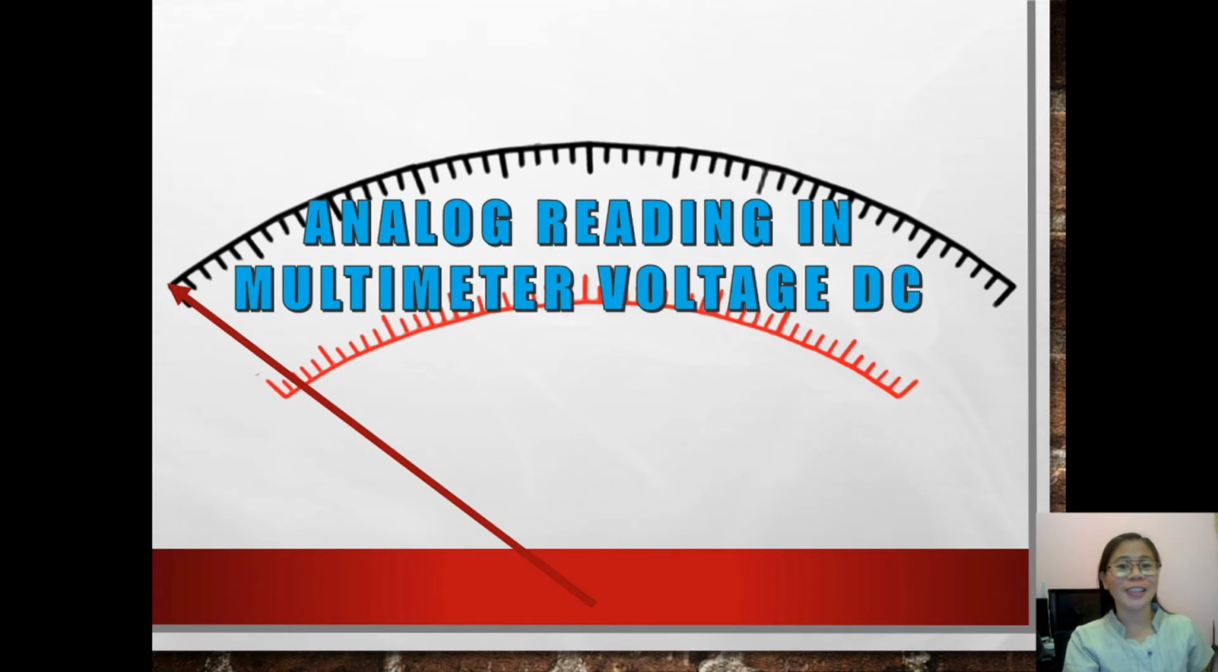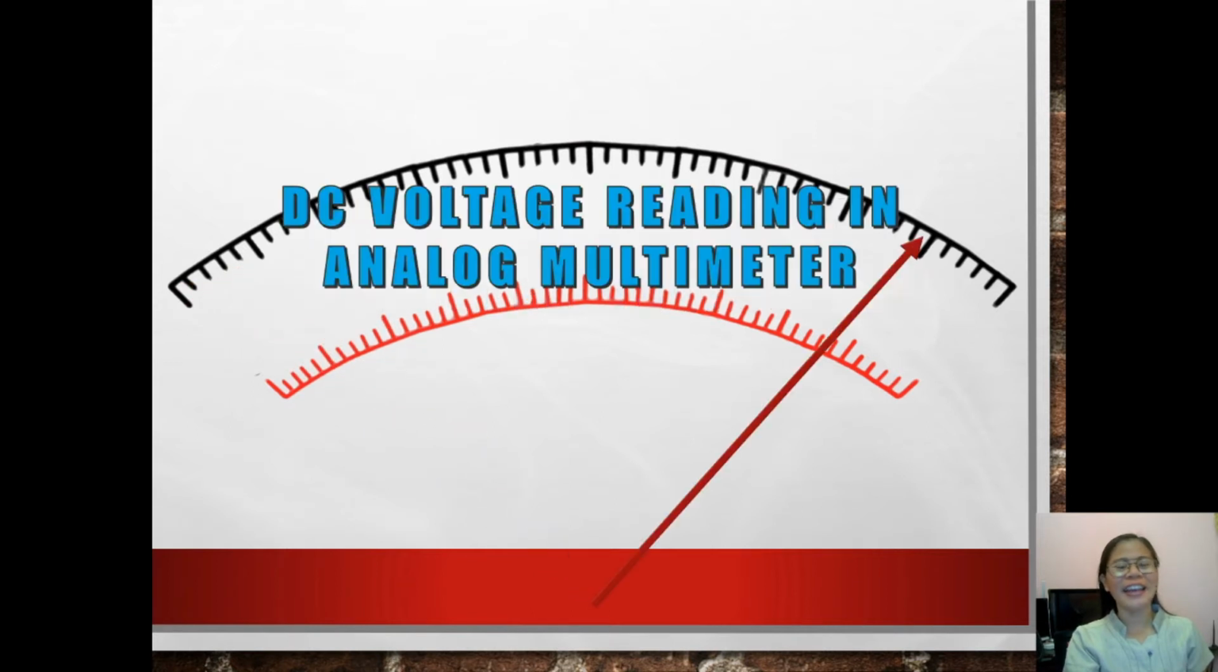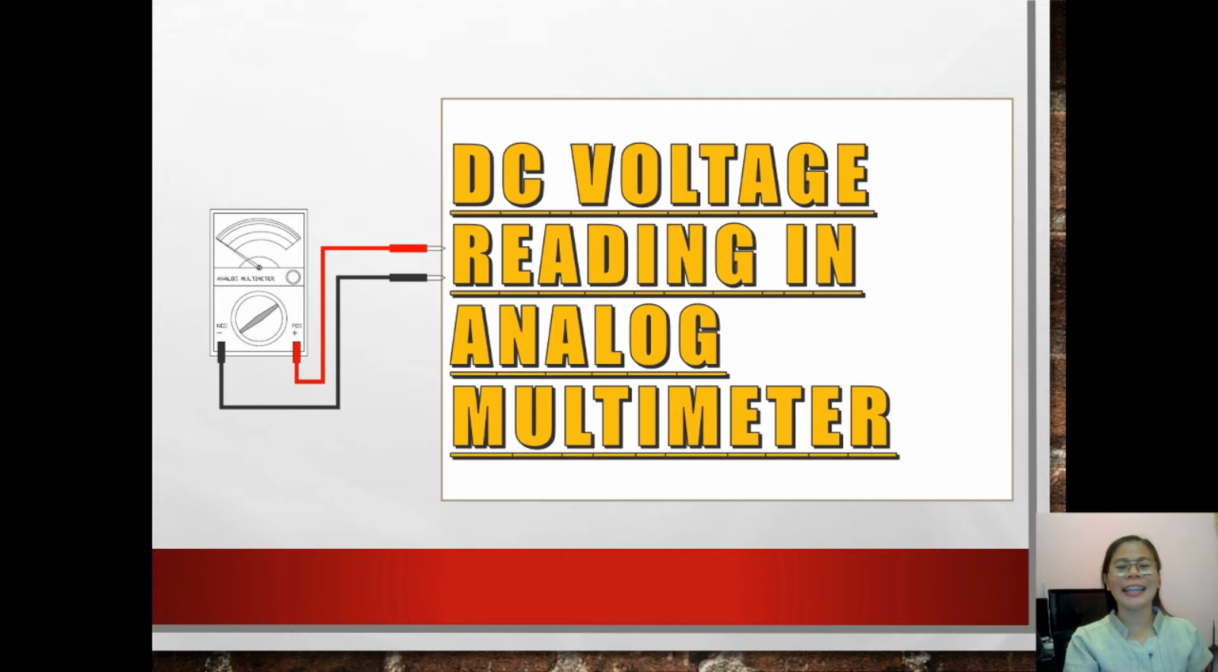Next, let's identify the statement. What do you think is the correct statement? Very good. The statement is DC voltage reading in analog multimeter. Correct. You got the correct answers. So based on our activity, what do you think is our lesson for today? Very good. Our lesson for today is DC voltage reading in analog multimeter.